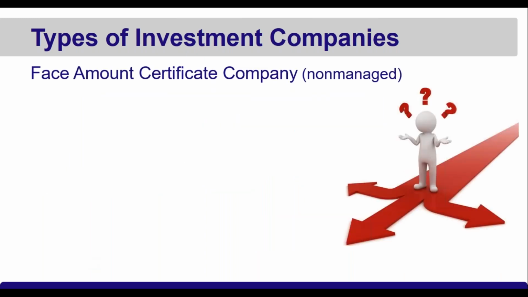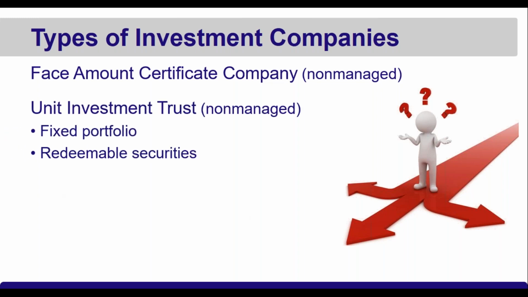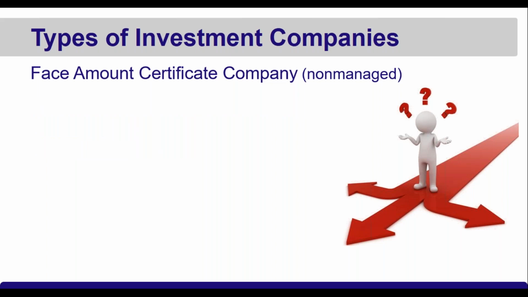So what do you need to know then about some of the differences between these classifications? Well, for the face amount certificate companies, you don't have to know very much. They're not really tested other than knowing that this is one of the classifications created by the Investment Company Act of 40. The portfolio of these companies, once they're put together, is not managed, so there's no fund manager making decisions daily about what to buy and what to sell. And the securities that they issue are redeemable.